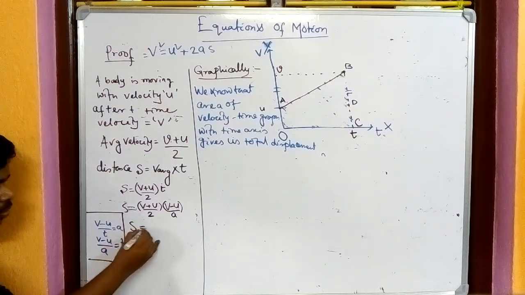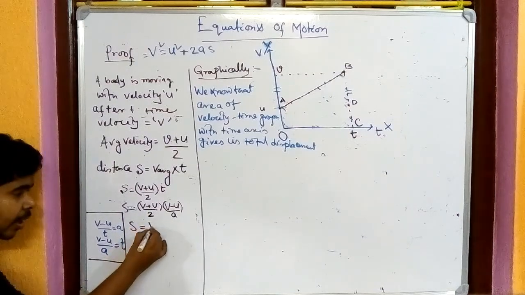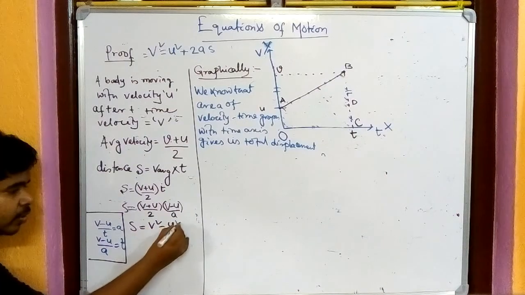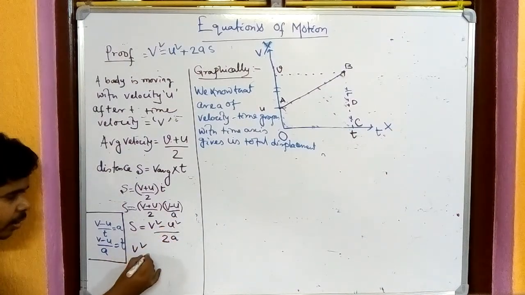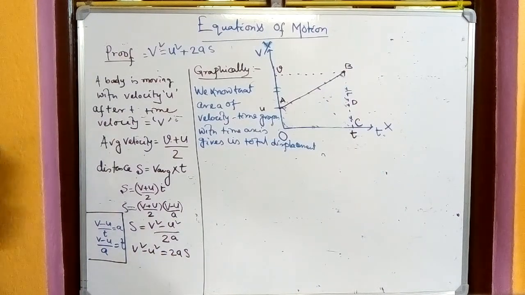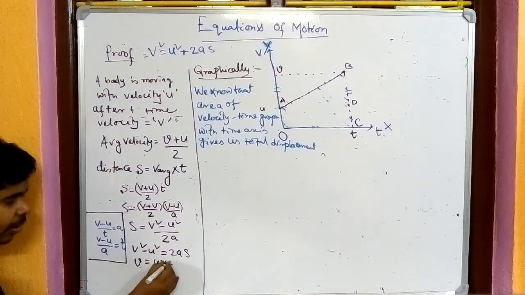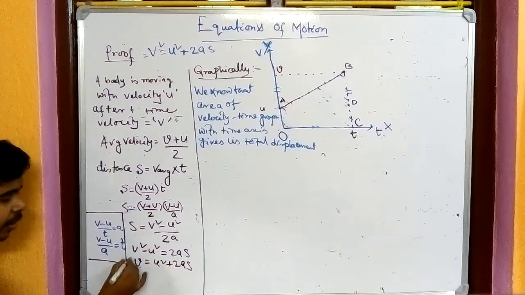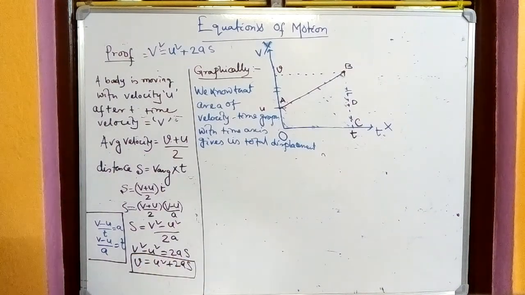Now s equals v plus u into v minus u, a plus b into a minus b, that is a square minus b square, by 2a, or v square minus u square equals 2a into s by cross multiplication, and v square equals u square plus 2as. This is our equation. So our equation is proved in the general method.